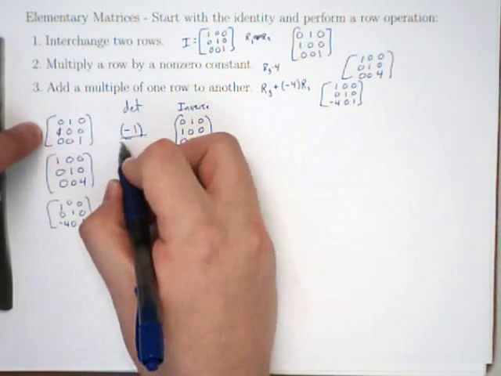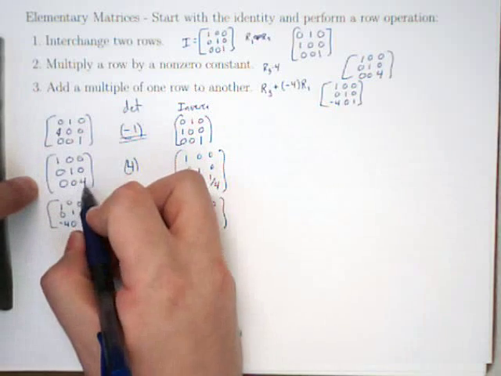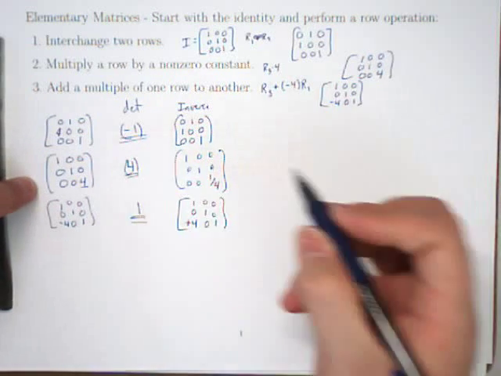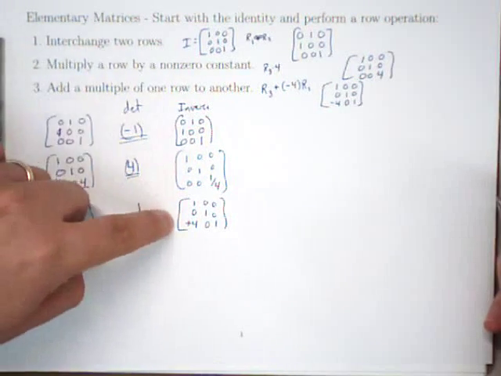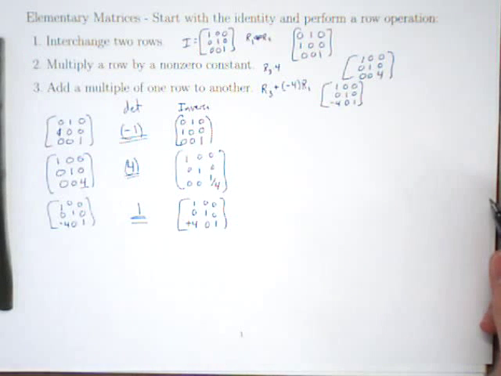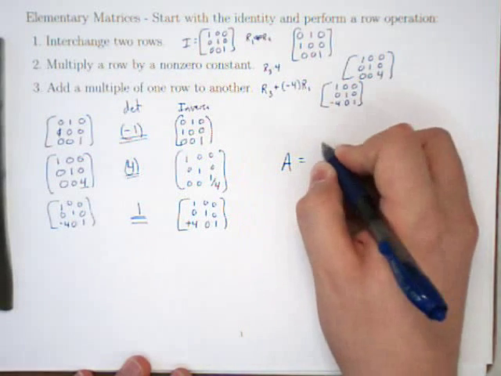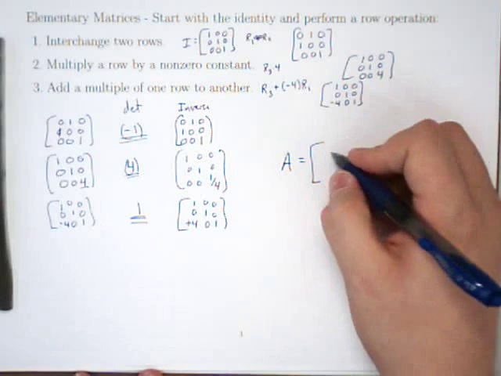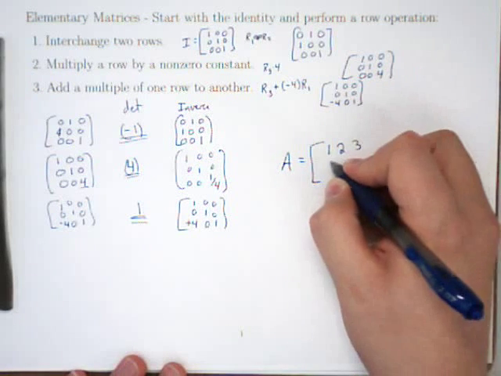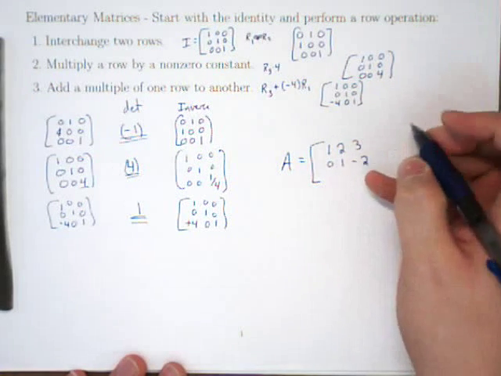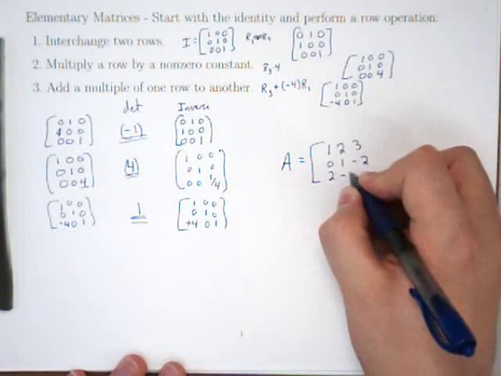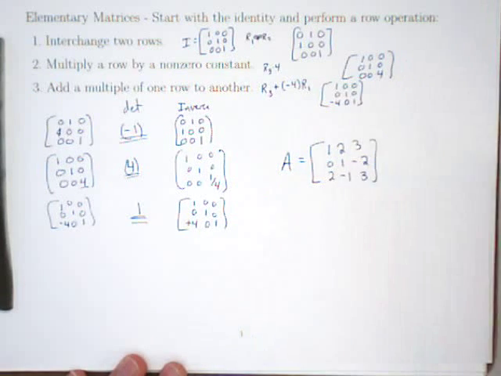Anytime you switch 2 rows, the determinant's negative on it. And anytime you multiply a row by a constant, it's whatever that number is. That's the determinant. Inverses are just undo what you did. That is what an elementary matrix is. Now, why do we even care? Well, suppose you start with some matrix A, and let's have the matrix be 1, 2, 3, 0, 1, negative 2, and 2, negative 1, 3.